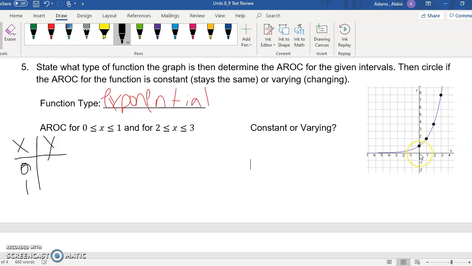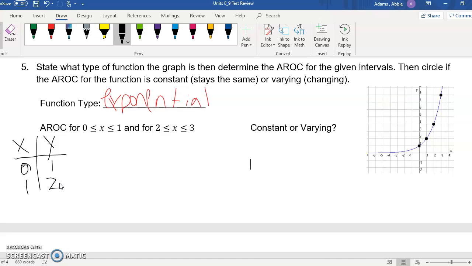So here is where x equals 0. When x is 0, y equals 1. Let's do the same where x equals 1. Looking at the graph, when x equals 1, y equals 2. So now I have two ordered pairs. I have the pair 0, 1 and the pair 1, 2.